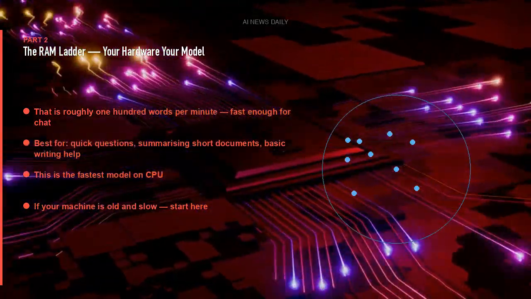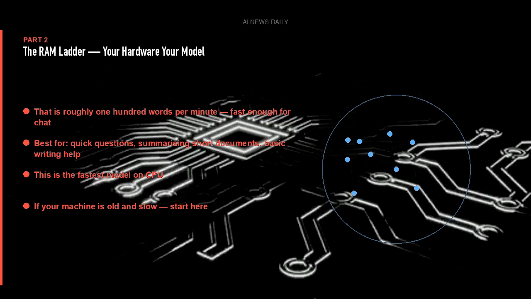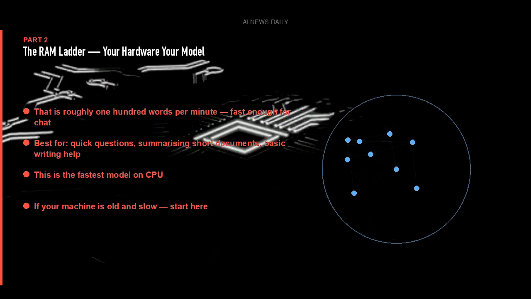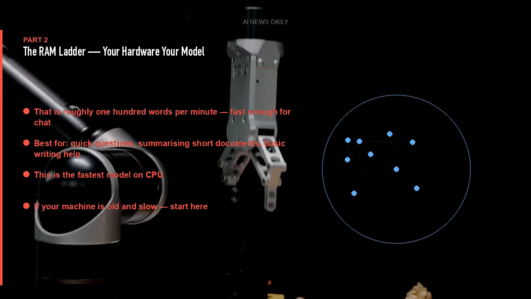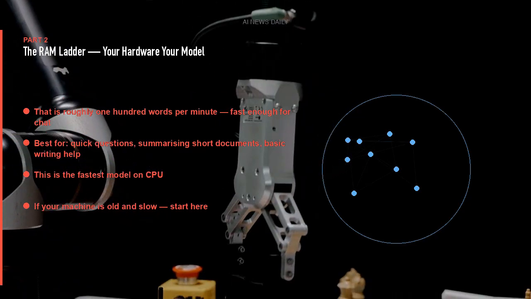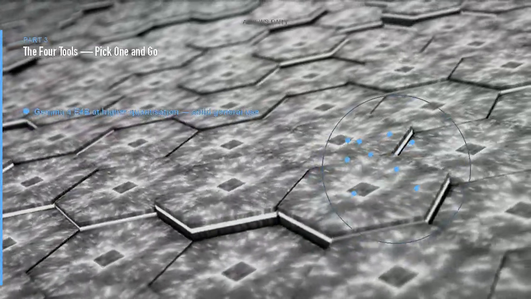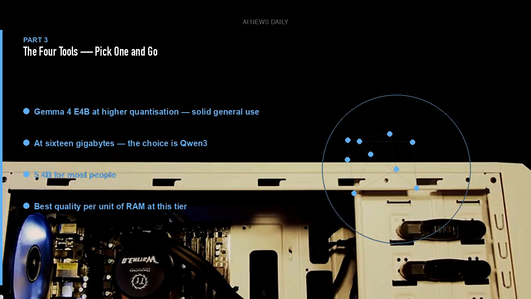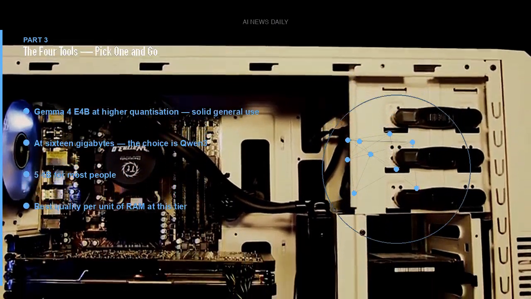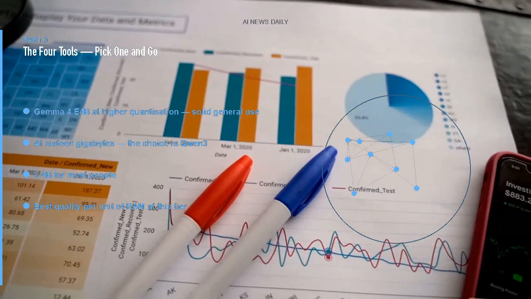16 GB of RAM. Now you can run models that genuinely compete with cloud AI on many everyday tasks. Qwen 3.5 4B from Alibaba, best quality at this RAM tier according to independent benchmarks from July 2026. Good reasoning. Good writing. Good code. Qwen 3.5 9B, step up in capability, slower, more reasoning depth. Gemma 4e4b at higher quantization, solid general use. At 16 GB, the choice is Qwen 3.5 4B for most people. Best quality per unit of RAM at this tier.